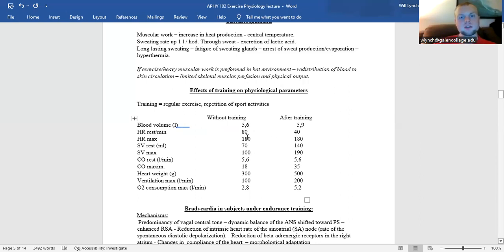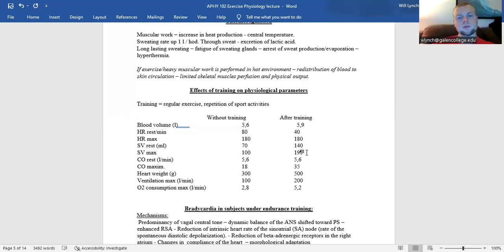Heart rate maximum isn't really going to change. We're not going to see much of a difference there. Your heart rate maximum is going to pretty much be consistent with what your age is. Stroke volume at rest is going to be increased because of increased contractile efficiency. So our stroke volume at rest can be up to 140 milliliters in a trained person. Maximal stroke volume also is going to increase, and this is where we see a lot of the increase as far as cardiac output goes in exercise.